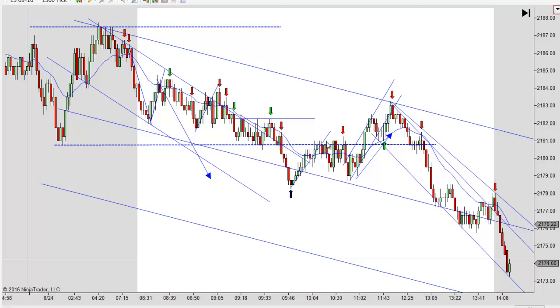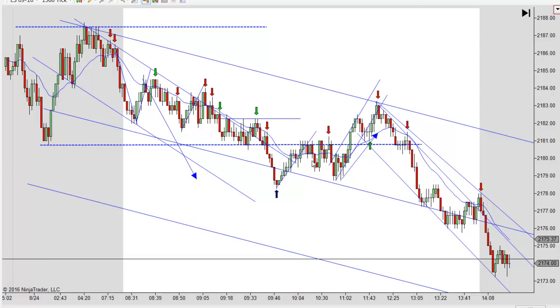So you could consider going short here, but notice how we're going sideways. 1, 2, 3, 4, 5, 6 bars, and there's a doji, at least one doji in there, lots of stems. I wouldn't go short or long out of that. Just wait and see what happens. It pushes lower.